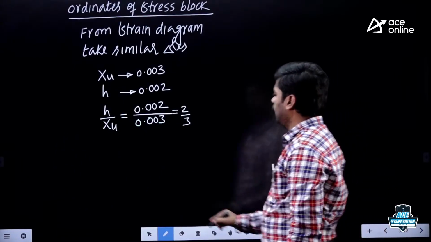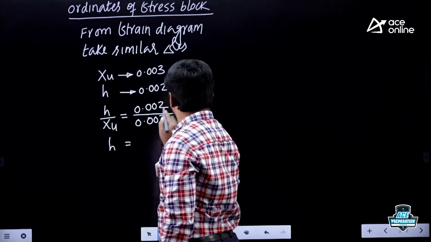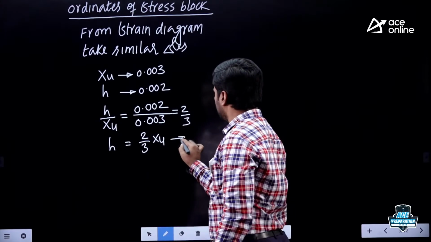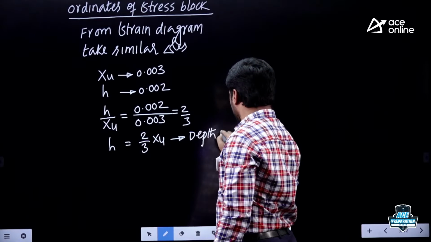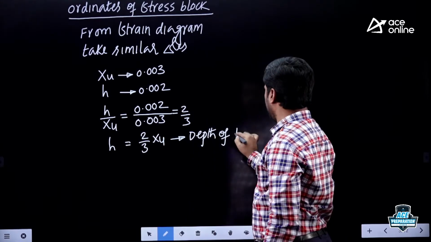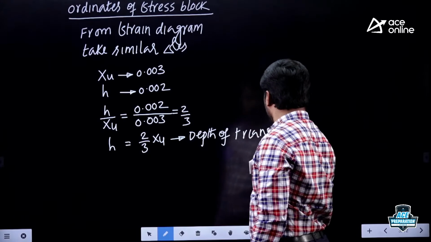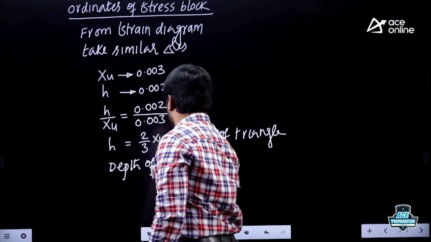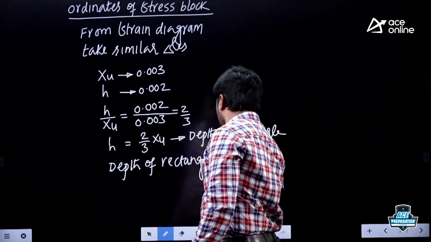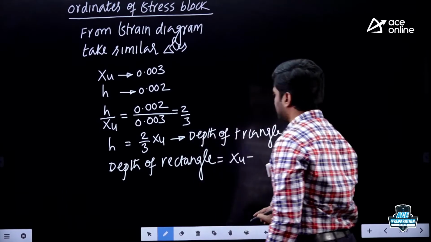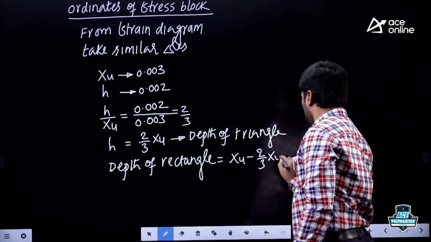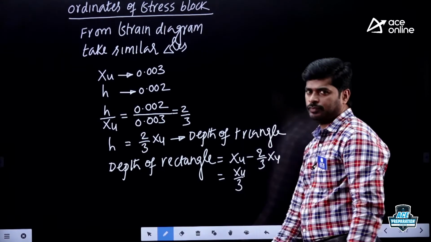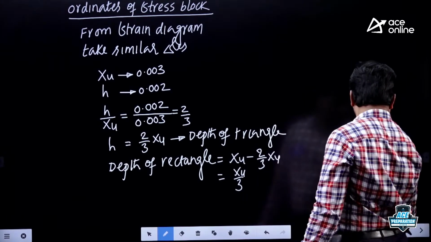Depth of parabola and depth of triangle and depth of rectangle we are getting. This is the depth of the triangle. Then we want the depth of the rectangle also in the stress block. Depth of the rectangle in the stress block is total depth minus 2 by 3 into XU. That is, you will get XU by 3 or 1/3 XU. Okay, first step completed.